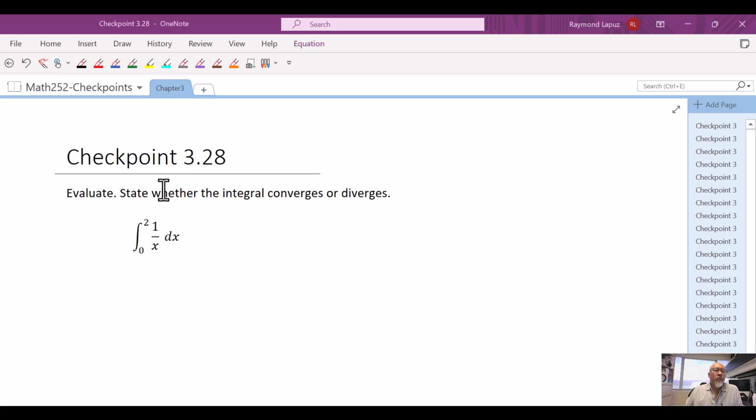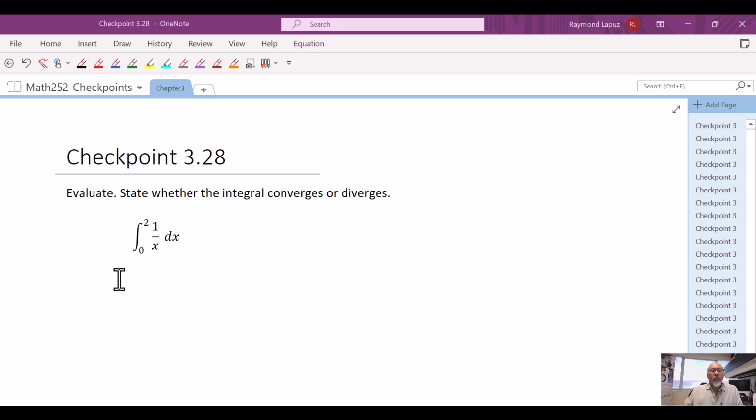My name is Lapuz. In this video we will look at checkpoint 3.28. This is coming from section 3.7, improper integrals. They want us to evaluate this integral and state whether the integral converges or diverges.